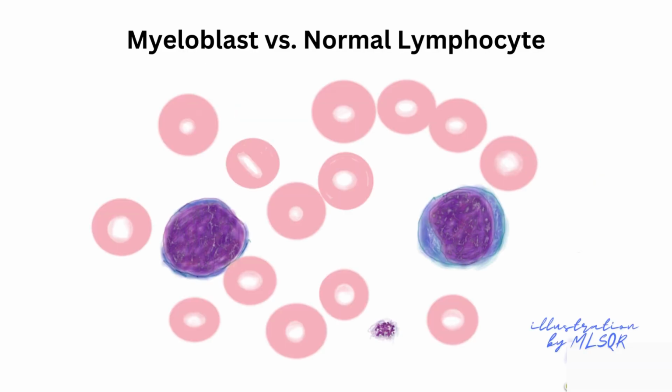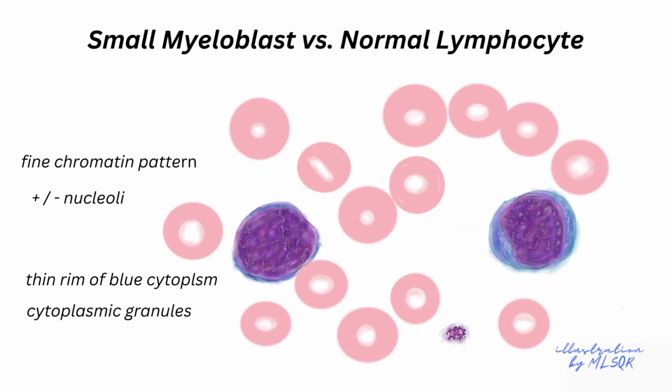Relatively small myeloblasts are often missed because they look like a normal lymphocyte in many ways. They both look similar because they are both round mononuclear cells with a thin rim of blue cytoplasm. But wait, smaller myeloblasts are distinct because they have a finer chromatin pattern, not dense and blocky like a lymphocyte. Plus, look for cytoplasmic granules in myeloblasts. They are not present in mature lymphs.